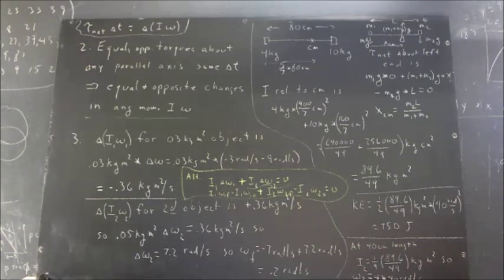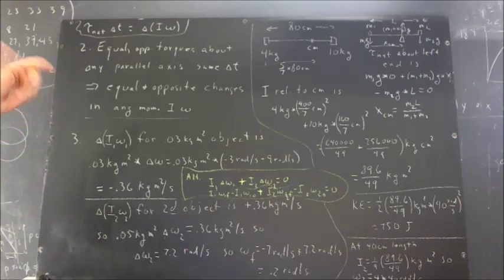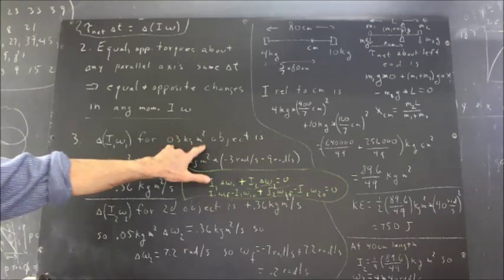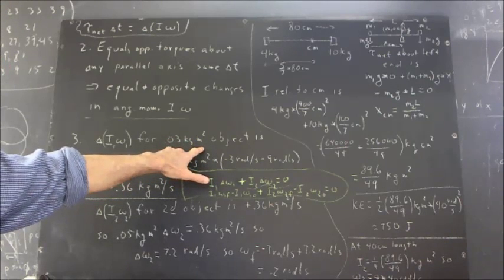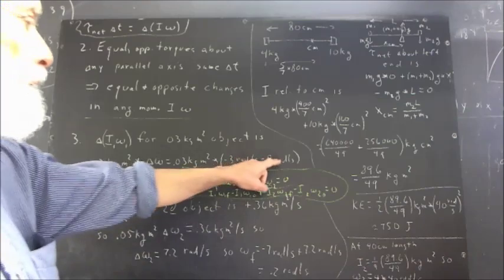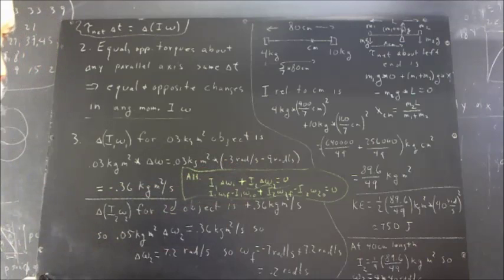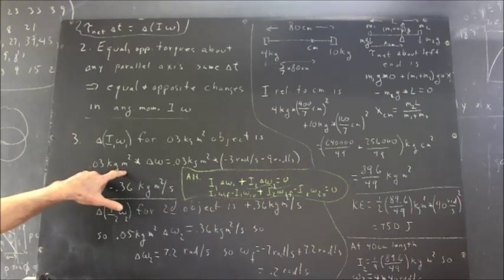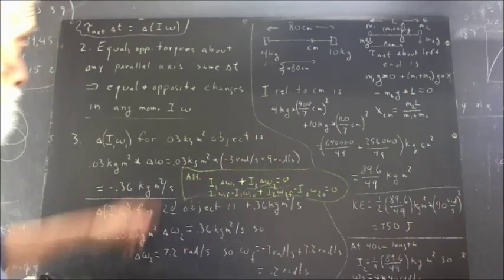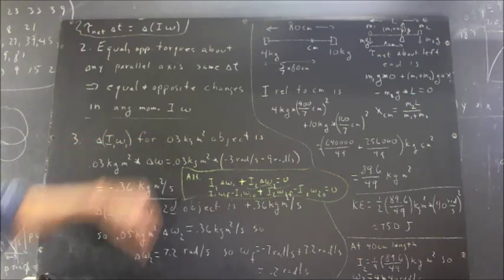conserved. Now we have a situation where two rotating objects interact. The first having moment of inertia 0.03 kilogram meters squared, and changing from angular velocity 9 radians per second to -3 radians per second, so that the product of the moment of inertia and the change in angular velocity is given by this calculation, and we get -0.36 kilogram meters squared per second.